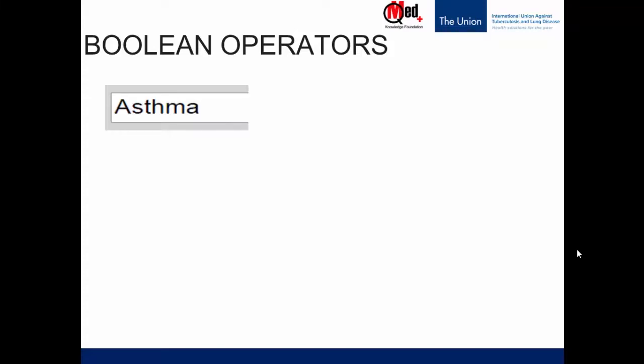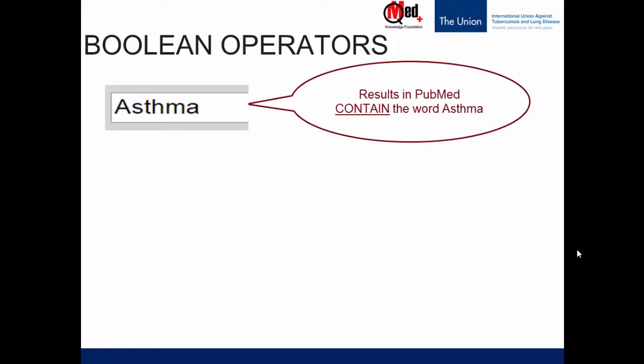I type ASTHMA in the search box in PubMed. I now know that the results in PubMed contain the word asthma. This is simply a refresher of principle 1. Let's say I get 100 results. Yes, it's not the real number, but this is only for this exercise. Let's say I get 100 results that contain the word asthma. I have not tagged my search.